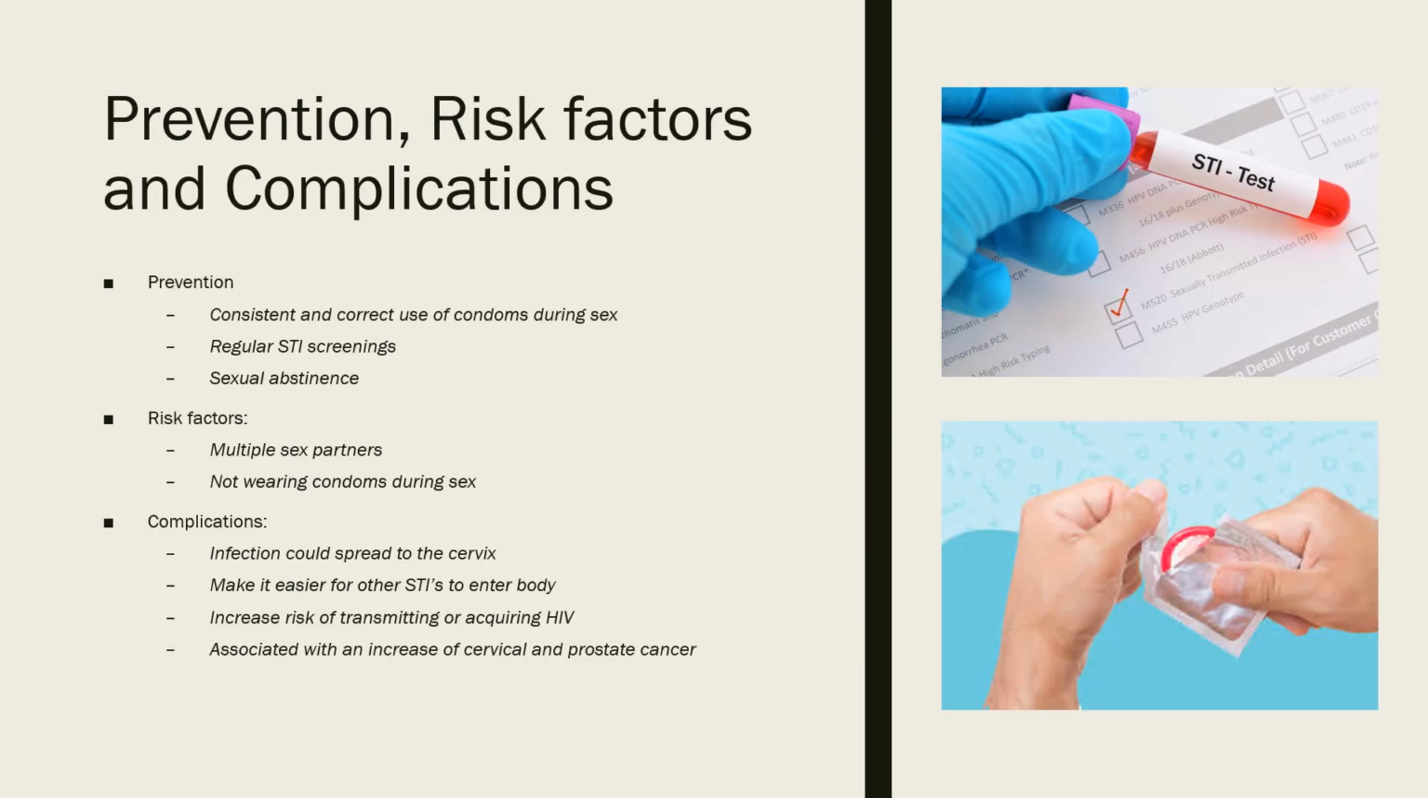So prevention, risk factors, and complications. For prevention: the consistent and correct use of condoms during sex, regular STI screenings, or abstinence. Some risk factors would be multiple sex partners, and not wearing condoms during sex. And then some complications, if untreated.